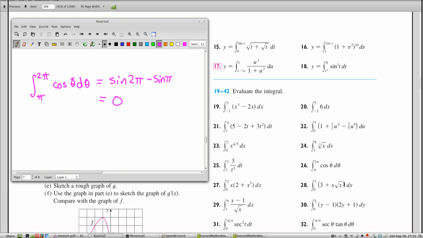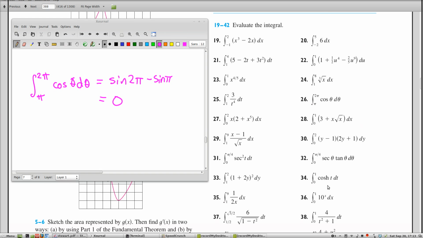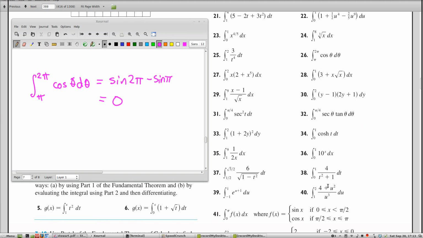Here again, number 28, look, can you combine those exponents? They combine to make 3 halves. Do you see that? If you don't see that, you don't know enough about fractional exponents. For number 30, you've got to multiply these things out. For number 32, this is the derivative of secant. This is the derivative of hyperbolic sine. This is the derivative.